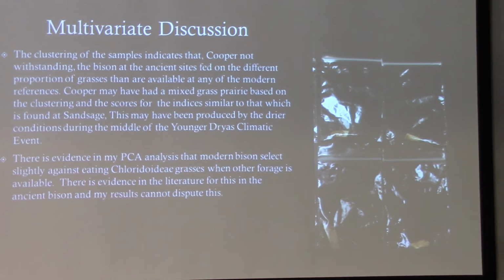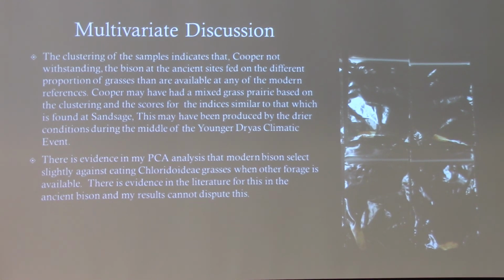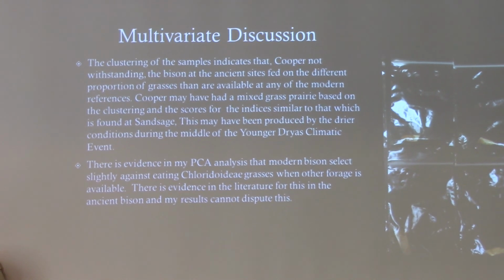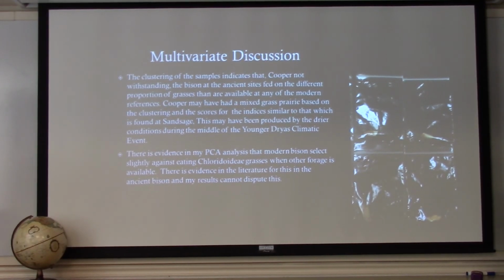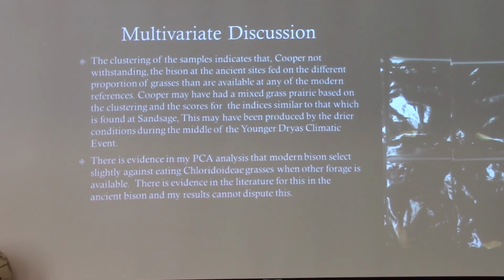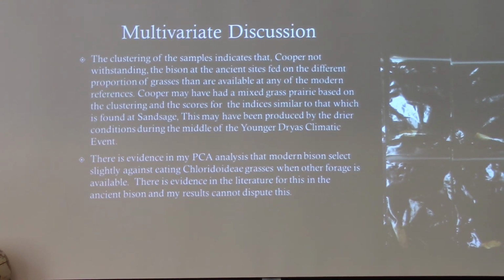So, the clustering of the samples indicates that Cooper notwithstanding, the bison at the ancient sites in general fed on a different proportion of grasses than are available at any of the modern references. Cooper bison may have fed on a mixed grass prairie similar to what is found at Sand-Sage. This is based upon the clustering of Cooper with Sand-Sage and the scores for my climatic indices, which scored similar again to that of Sand-Sage. This may have been produced by the drier conditions during the middle of the Younger Dryas climatic event.